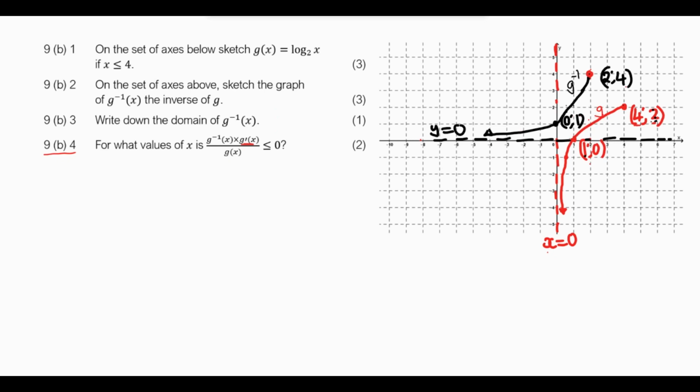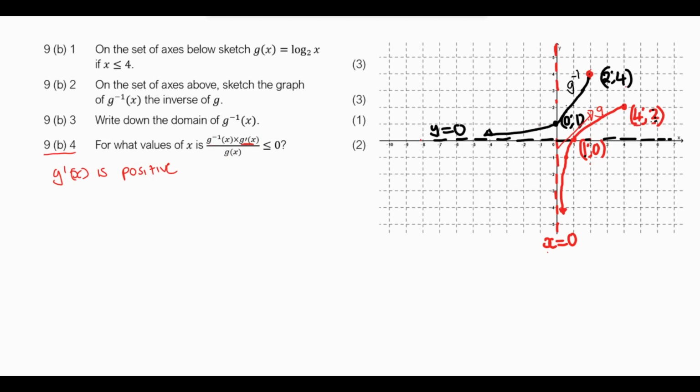G is increasing, so it means that the gradient is positive. So g is increasing, meaning that the gradient is positive. The derivative of g of x is positive. We've dealt with the derivative of g of x. Let's look at the inverse of g of x.